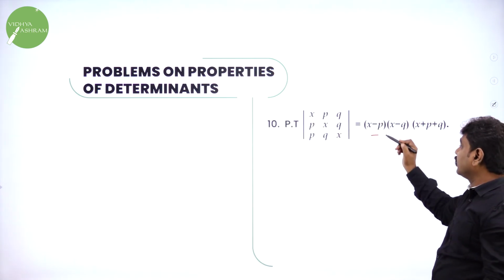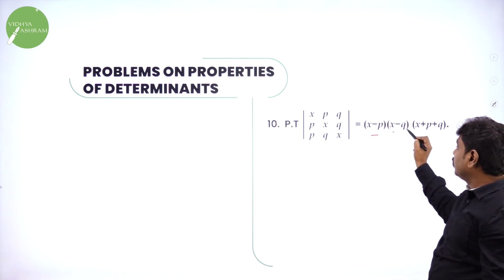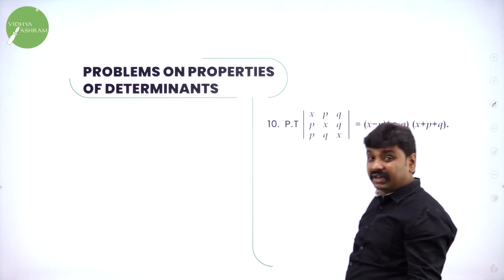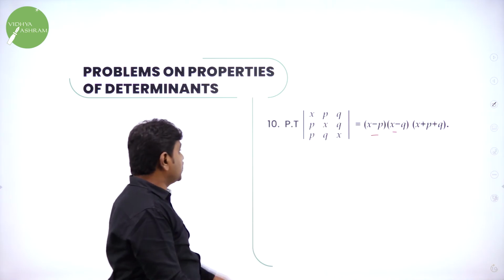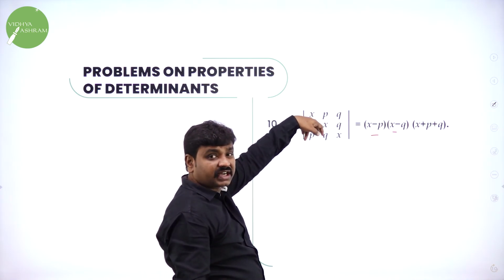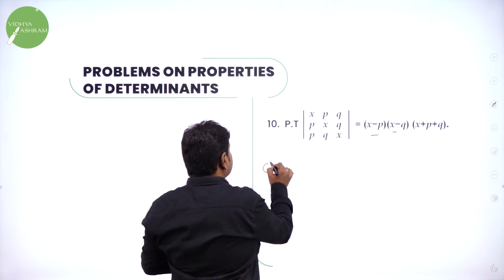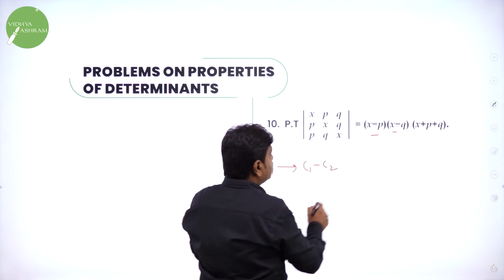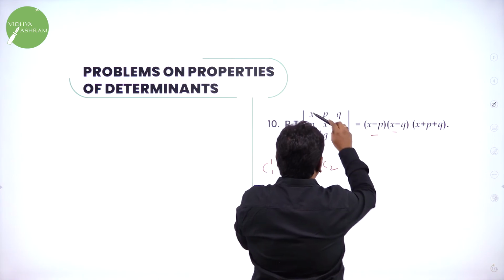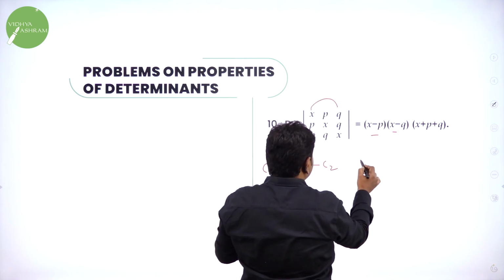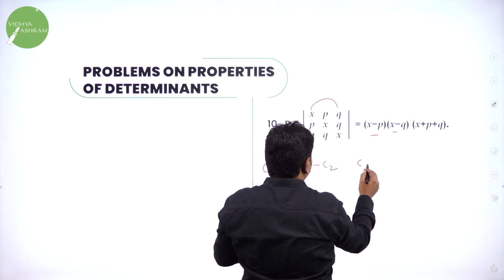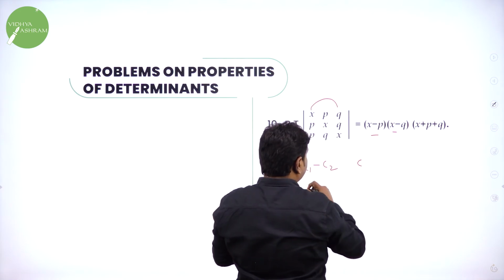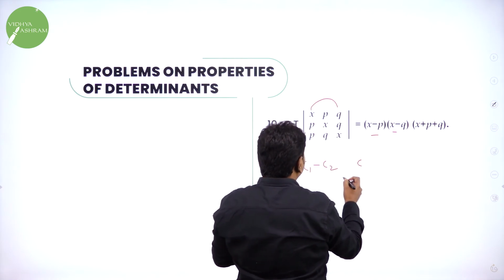Now here what do we have? x minus p, and then we have x minus q. At a time you can get x minus p and x minus q. See, x is in the first column, p is in the second column. So what is the operation? C1 dash is C1 minus C2. Similarly, I want x minus q, so this minus this. Here also we have x minus q, here also.